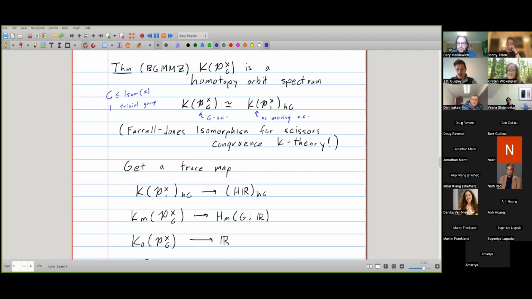Okay. So what is no moving Scissors Congruence? So, on pi naught of this thing, let me put it up here.